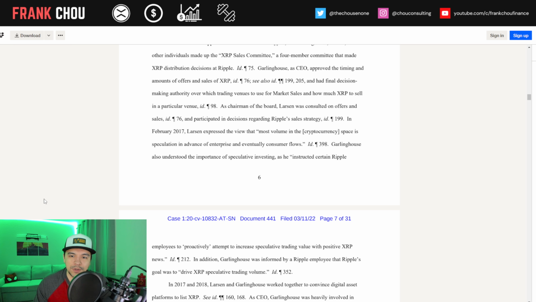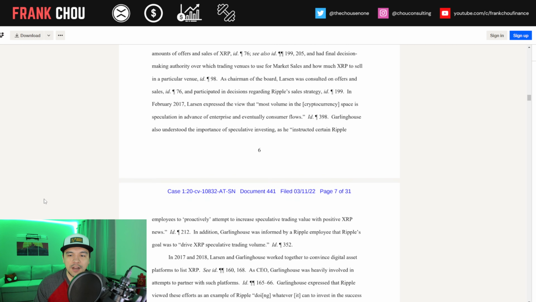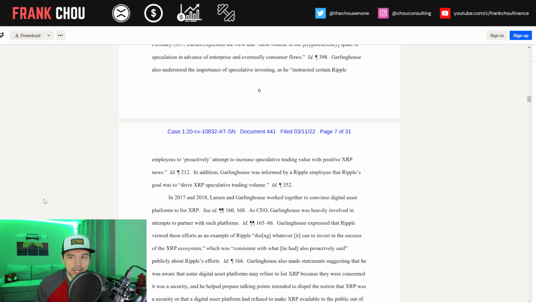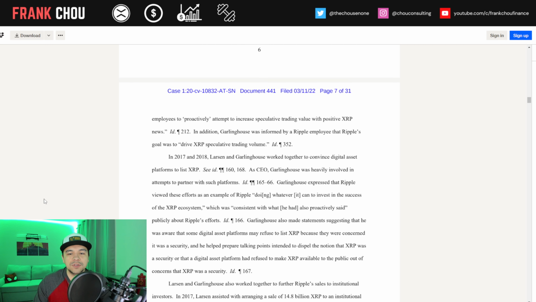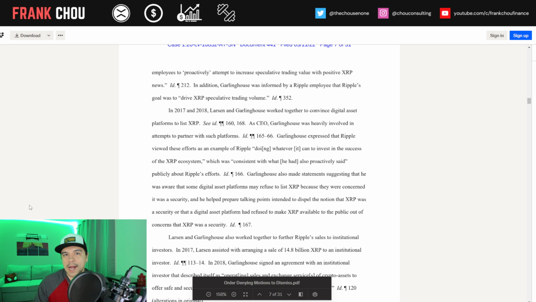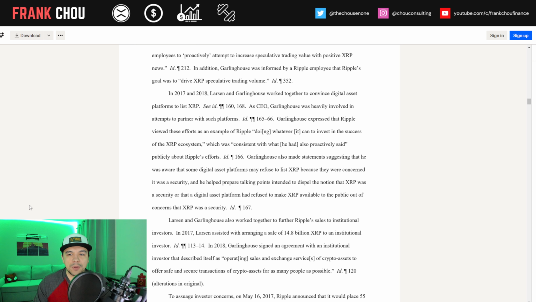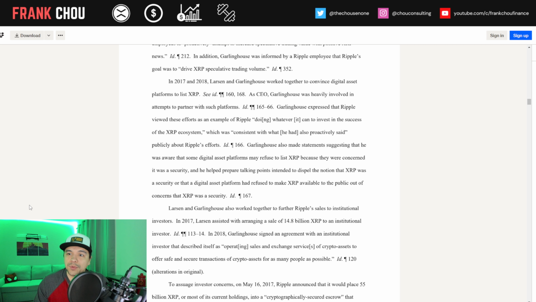In February 2017, Larsen expressed the view that most volume in the cryptocurrency space is speculation in advance of enterprise and eventually consumer flows. Garlinghouse also understood the importance of speculative investing, as he instructed certain Ripple employees to proactively attempt to increase speculative trading value with positive XRP news. In addition, Garlinghouse was informed by a Ripple employee that Ripple's goal was to drive XRP speculative trading volume.